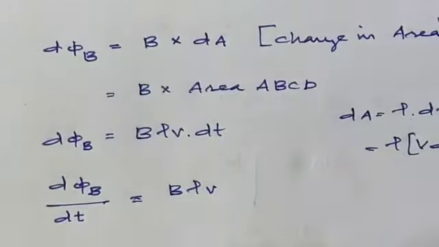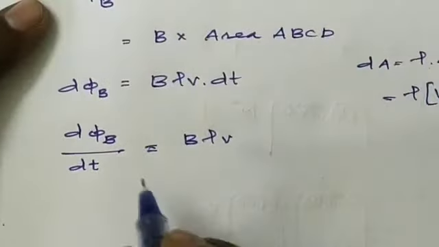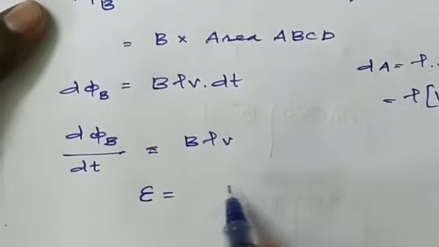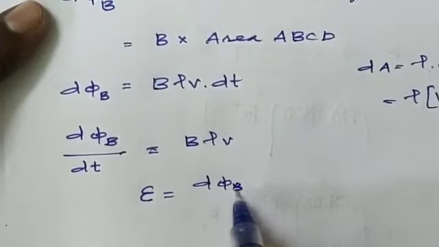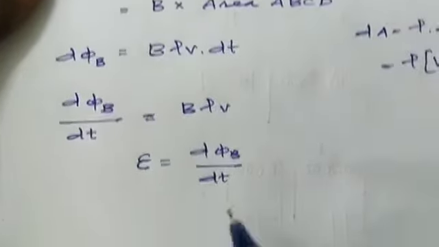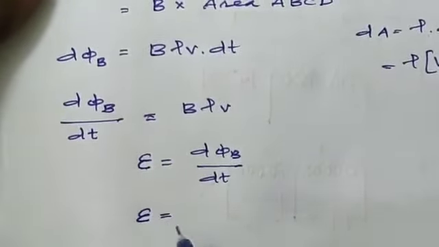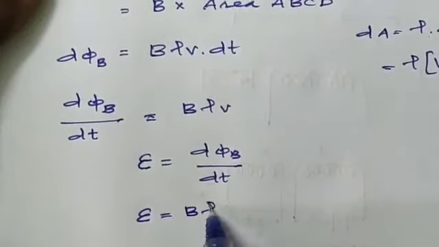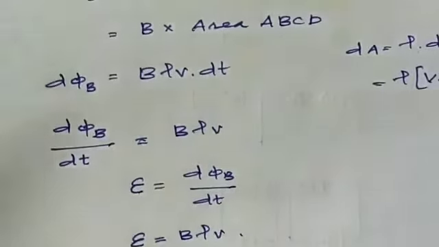Already we know the induced EMF, e equals dΦ by dt. So finally the induced EMF is BLv. That BLv is the motional EMF.